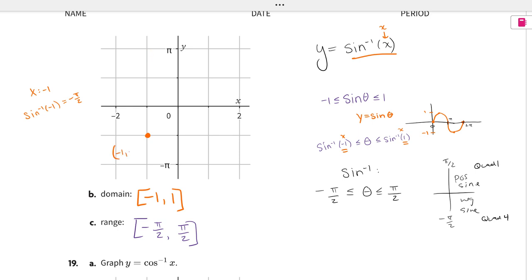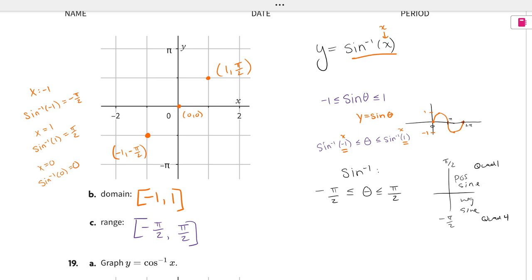So -1, negative pi over 2. Okay, and then x is 1, right? Sine inverse of 1 gives me an output of positive pi over 2. So right there, pi over 2. So what's happening when x is 0? Well, sine inverse of 0 gives us 0, right? Where's the y value? 0. Well, it's at 0. So it gives us 0, 0 here.